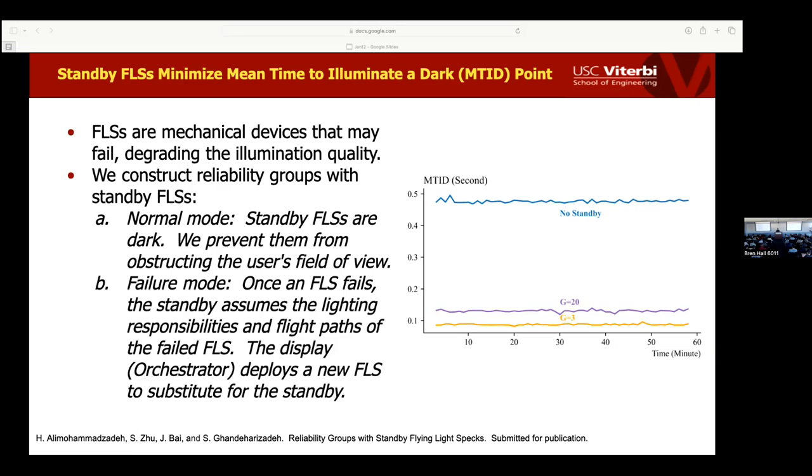In this model, is the human eye fixed, or do we have multiple points where we have to consider every single obstruction angle and monitor each one of them? Yes, the user is mobile. What's very interesting about your question, and it's discussed in the paper, is that imagine a scenario where I have an illumination and the user is moving around it. As the user moves around it, these standbys hide themselves. But once they detect they are no longer obstructing, they move to their optimal position in order to implement this MTID. So there's movement back and forth to optimize how quickly they can restore.